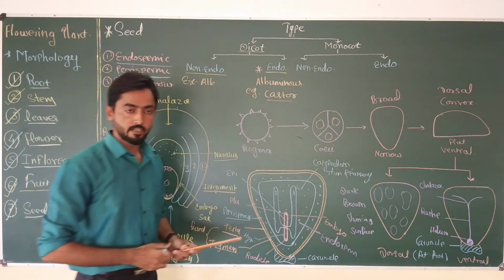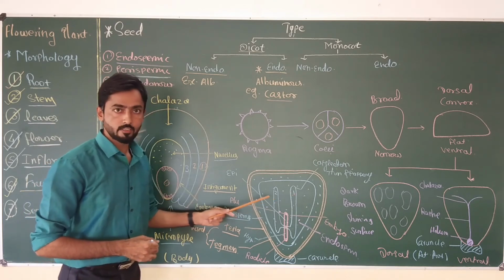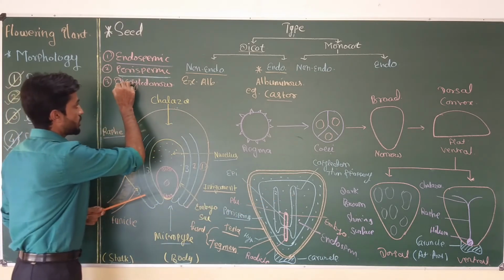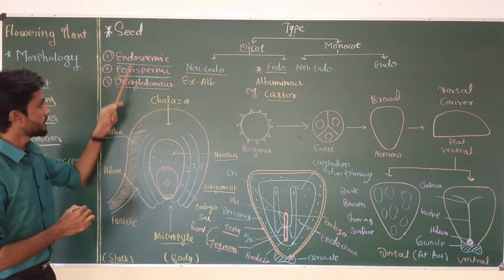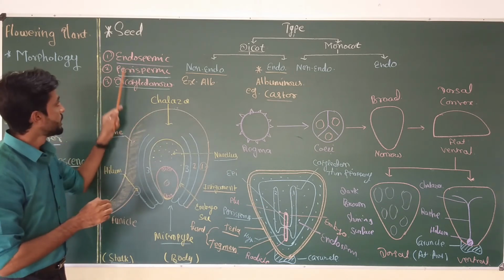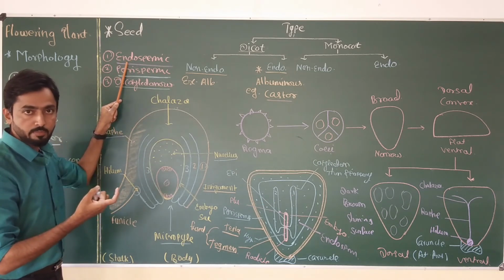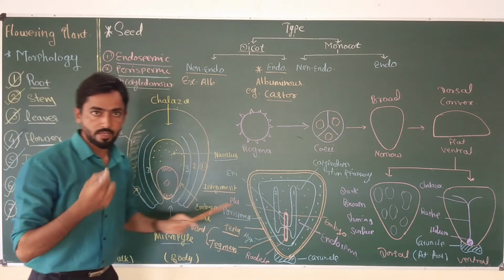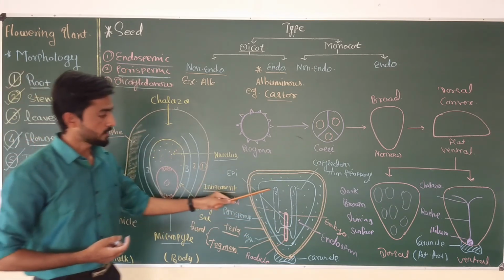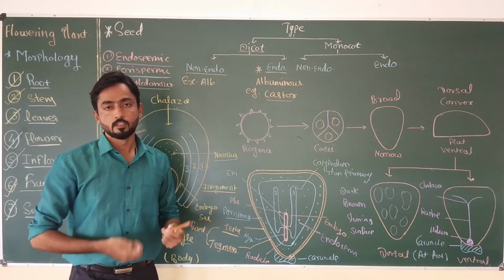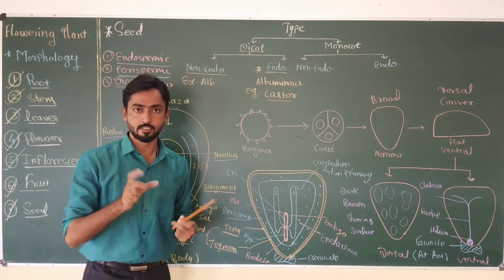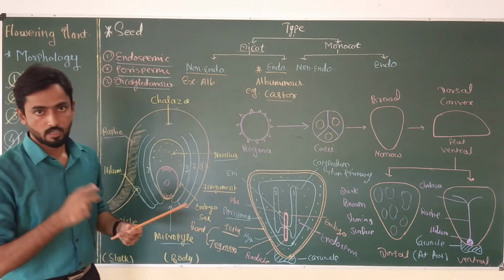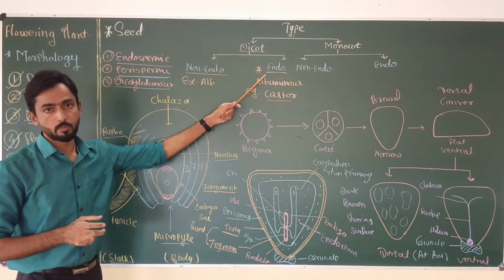In castor seed, two cotyledons are present, so it is called a dicotyledonous seed. So all these three things are clear now. Endosperm is present, so endospermic seed. Perisperm is present, so it is called a perispermic seed. And two cotyledons are present inside the seed, so it is called a dicotyledonous seed. So this is all about the dicot endospermic seed.